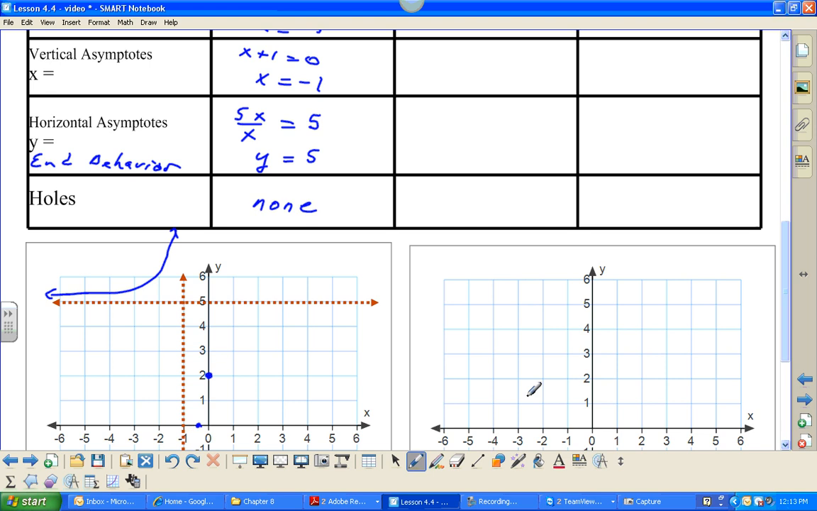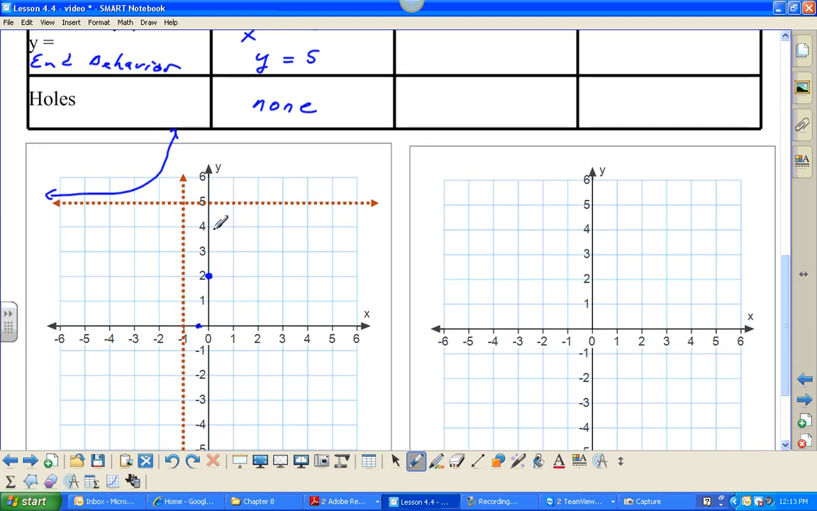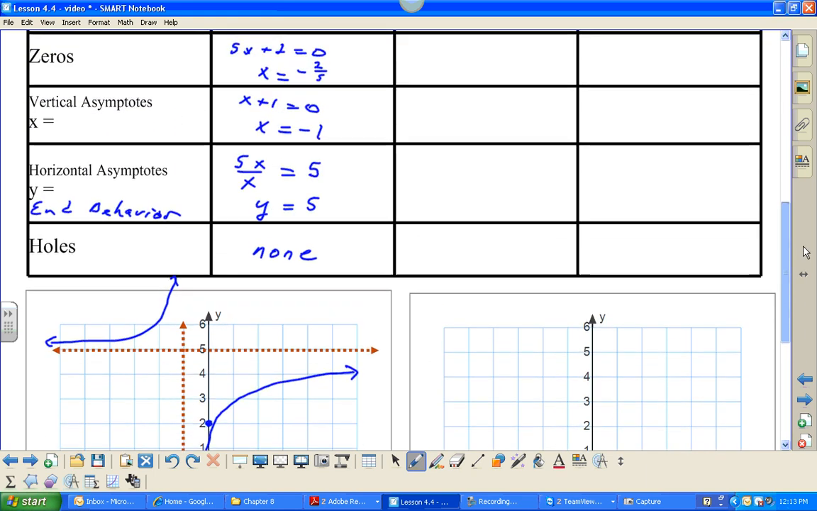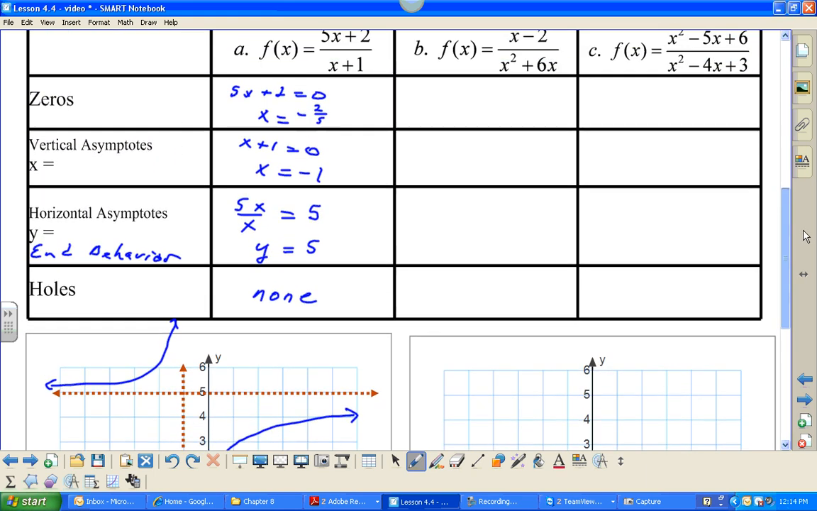And we know we have a 0 here at negative 2/5. So we're going to have this graph then. It's going to go here, through there, and up here. And then it will not cross the x-axis, that asymptote either. Okay. So for our first example, we have our zeros, vertical asymptote, horizontal asymptote, and the graph.